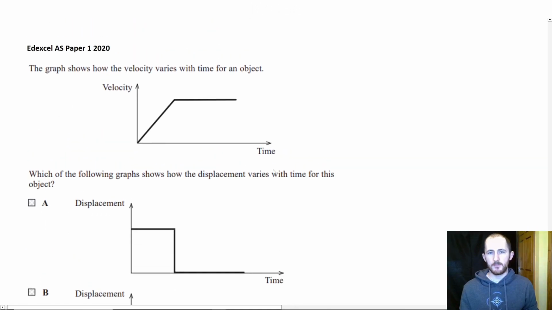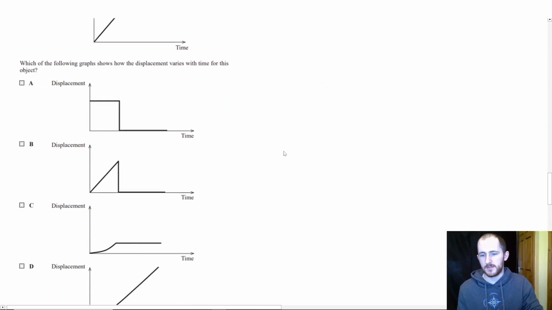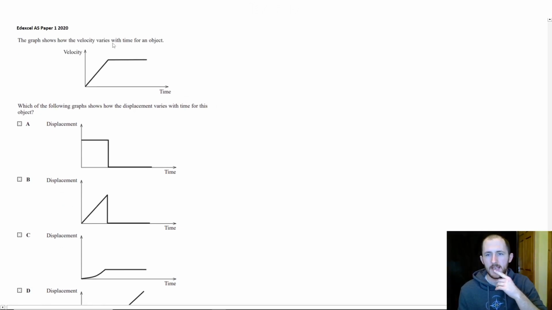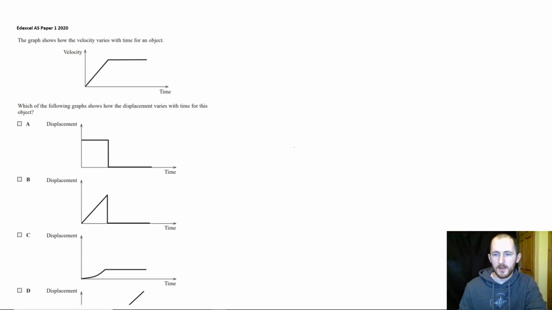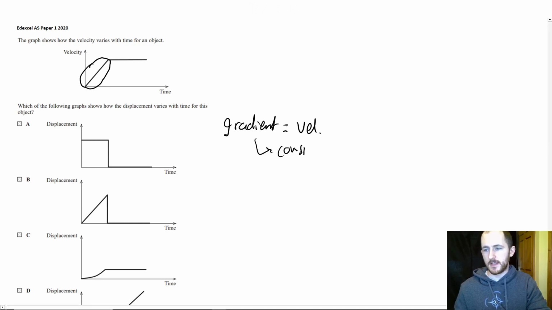Once again, we have another multiple choice, so you might think, oh man, that seems kind of easy, but again, if we look at the graphs, in fact, I'm going to zoom out slightly so you can see all of them at once. That's better. So we have a velocity against time graph, so we need to work out what the displacement time graph would look like. We should remember that the gradient of a displacement time graph is equal to the velocity. So, let's have a think. In this first part here, the velocity is constantly increasing, which means this gradient should be constantly increasing.